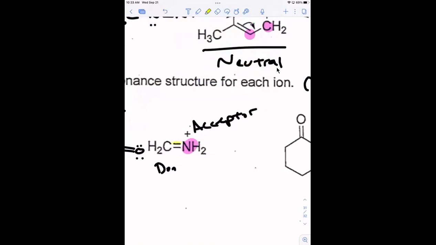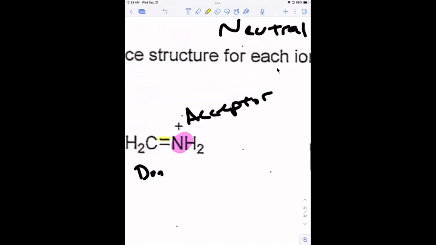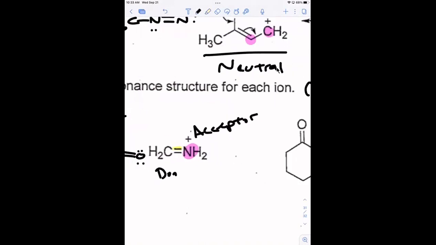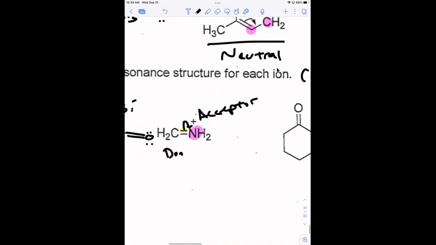So what would I do in this case? What do I need to do? The double bond would form a lone pair on the nitrogen, and then the carbon would become positive. That's exactly right. And then this is still CH2 also, but now it's positive. And notice the overall charge for both structures is the same, and they just interconvert.